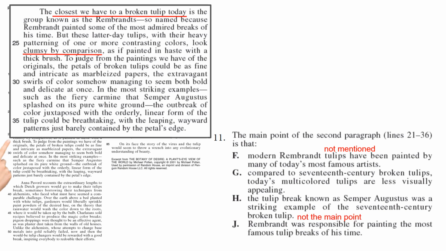Maybe. Choice H, the tulip known as Semper Augustus was a striking example of the 17th century broken tulip. Well, it does mention that, but that's not the main point. And Rembrandt was responsible for painting the most famous tulip breaks of the time. It mentions that also, but not the main point. I think the main point is to compare 17th century tulips to today's tulips, which are a little more clumsy by comparison. So G.